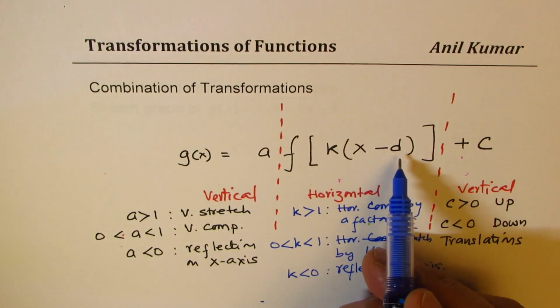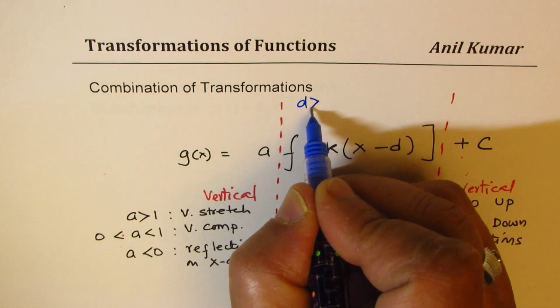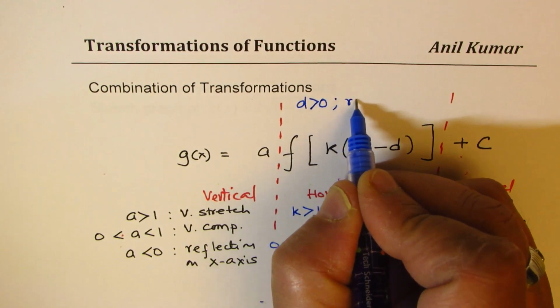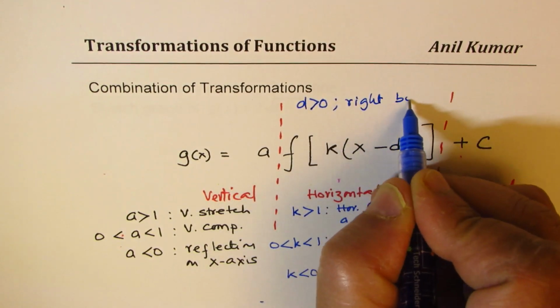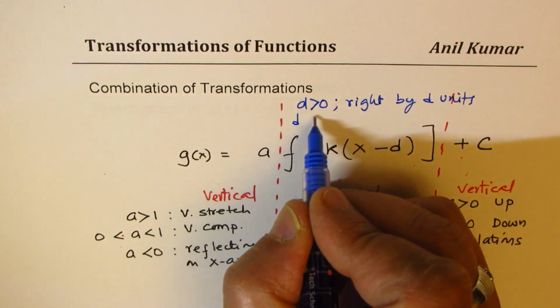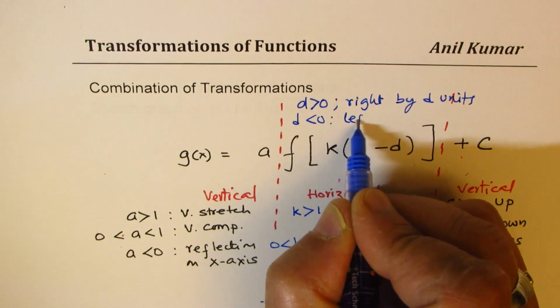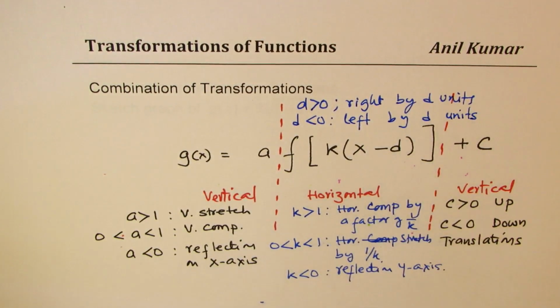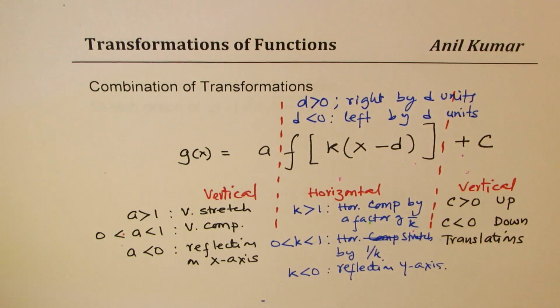We're left with d. If d is greater than 0, it means we have to translate right by d units. And if d is less than 0, then we have to translate left by d units. You get an idea, right? So that is the summary, which gives you everything together. I hope it makes sense. Now let's take up some test questions.